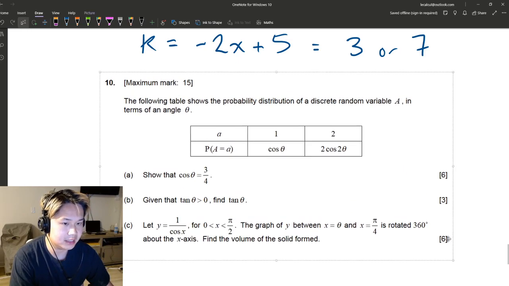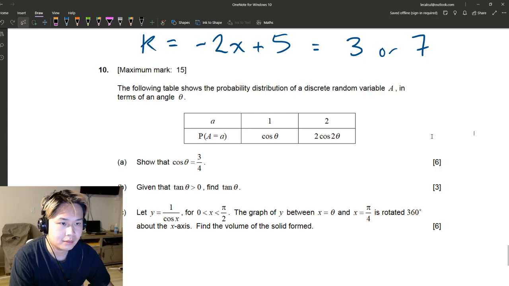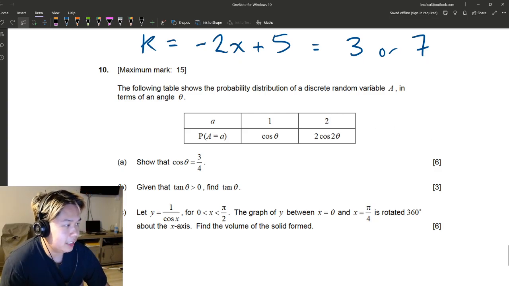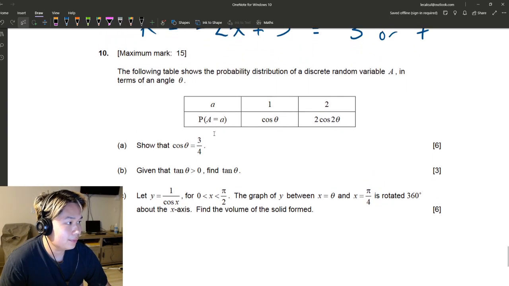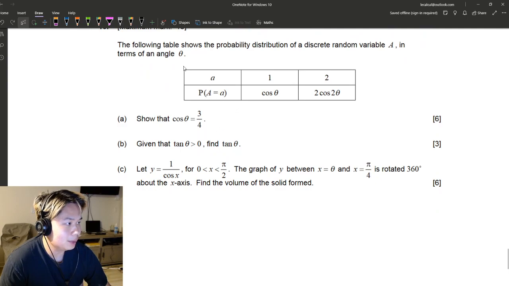Check this out, Snake Star. We have a discrete random variable where your probabilities are trigonometric functions of theta as well. So here's a probability distribution table. Here are your probabilities of your random variable A. And then we need to show that cosine theta is going to be 3 over 4.